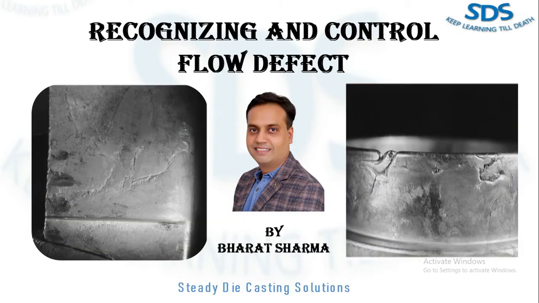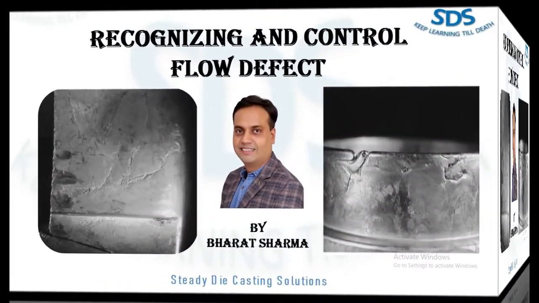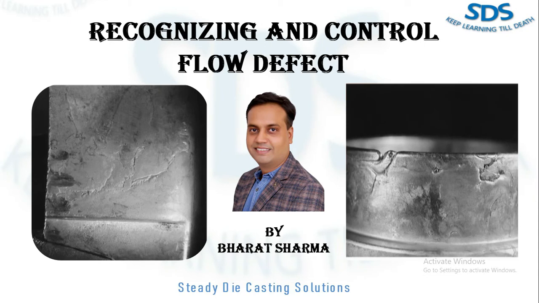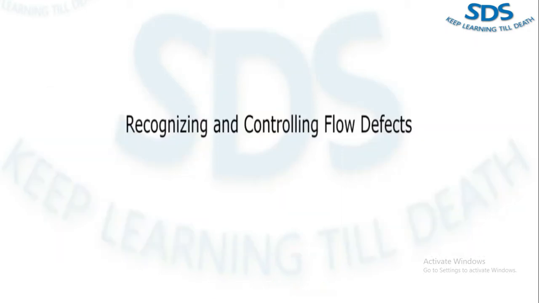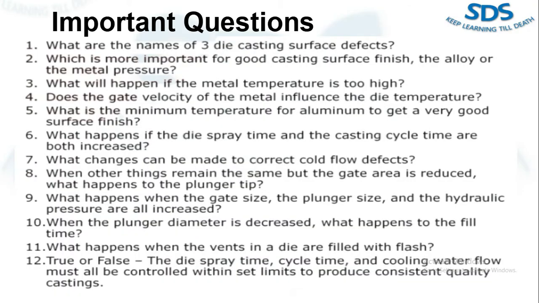We are here to present one of my defect control courses, which is based on recognizing and controlling flow defects. Right? First: names of three die casting surface defects. Second, which is more important for a good casting surface finish, the alloy or the metal pressure? And third, what will happen if the metal temperature is too high?